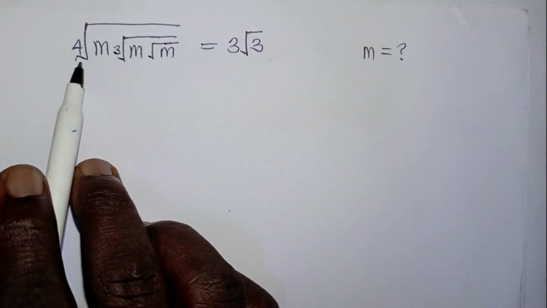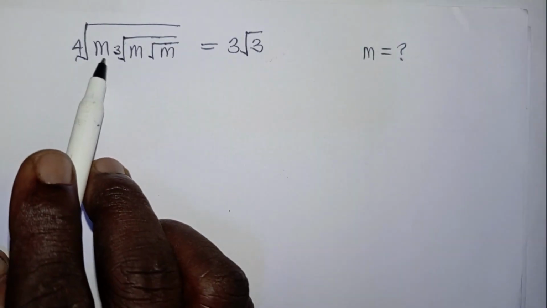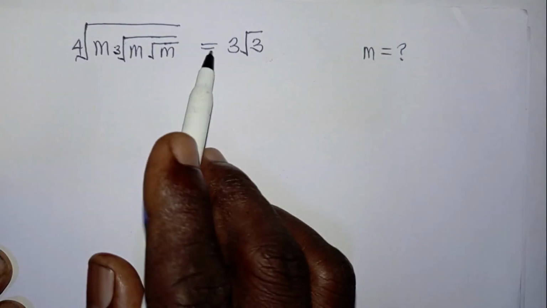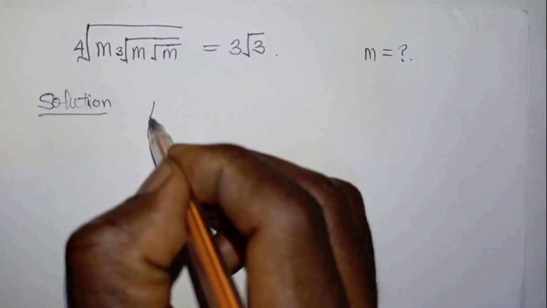Hello, welcome. We are going to look at solutions to this particular problem. The fourth root of m times the cube root of m times the square root of m equals 3 root 3. Find the solution. Method 1.